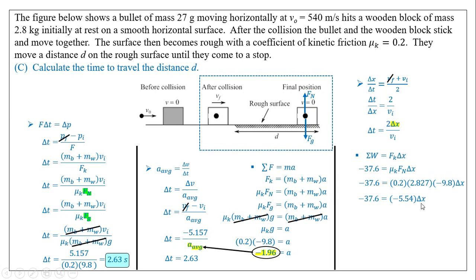And then to get x by itself, divide both sides by negative 5.54. So the negative signs will cancel out. That'll just leave us with 37.6 divided by 5.54, and that cleans up to be about 6.79. So I'm just going to plug it back in for delta x here. If you plug it in and do a little calculator work, 2 times 6.79 divided by vi. Once again, we already calculated this: after the collision, it moves off with the speed of 5.157, and you get the same answer, which is 2.63.